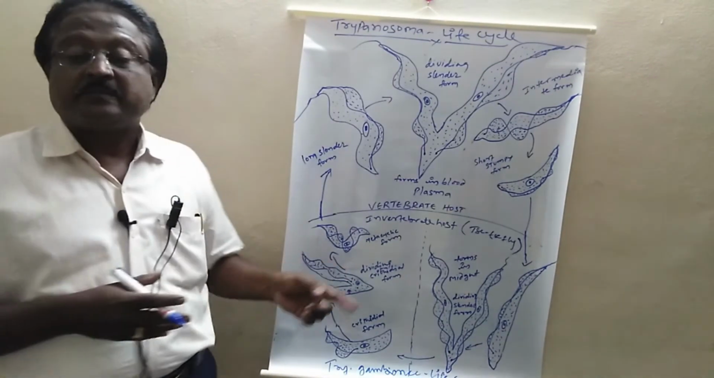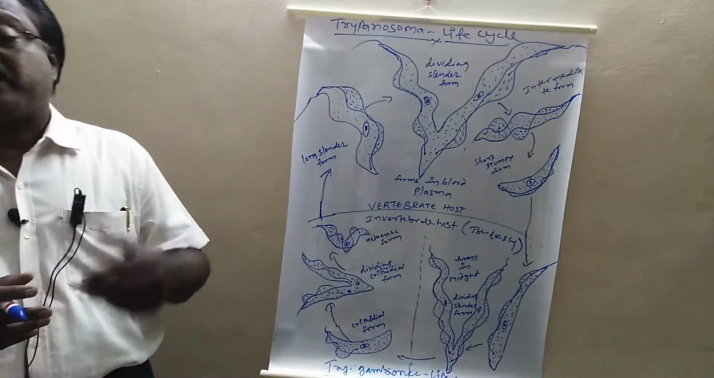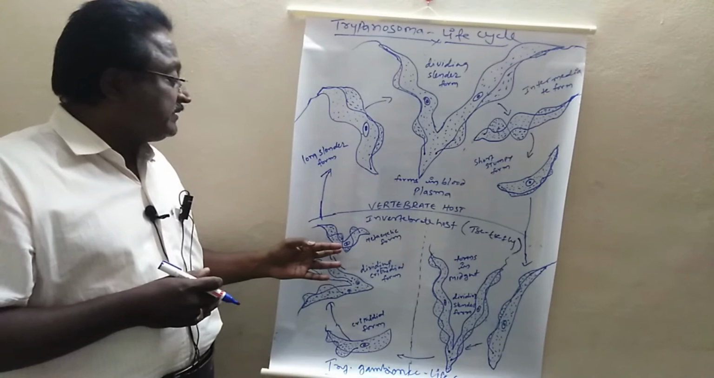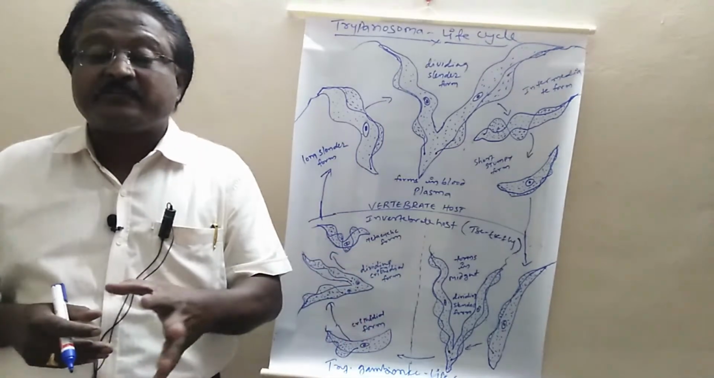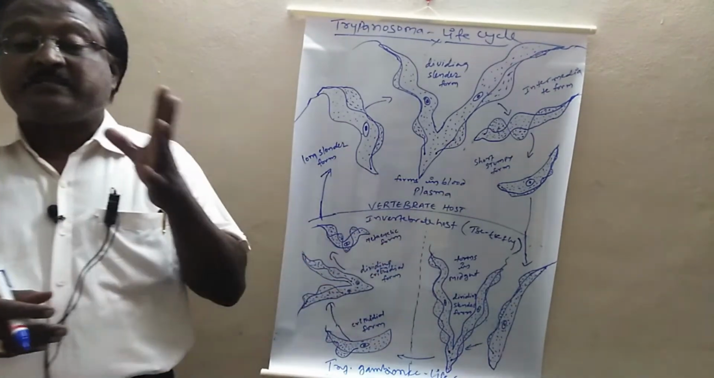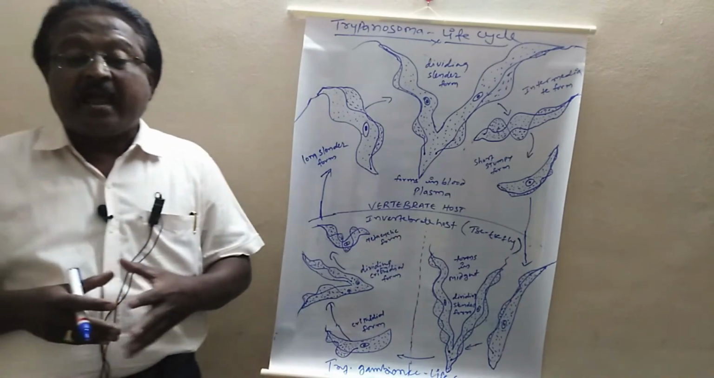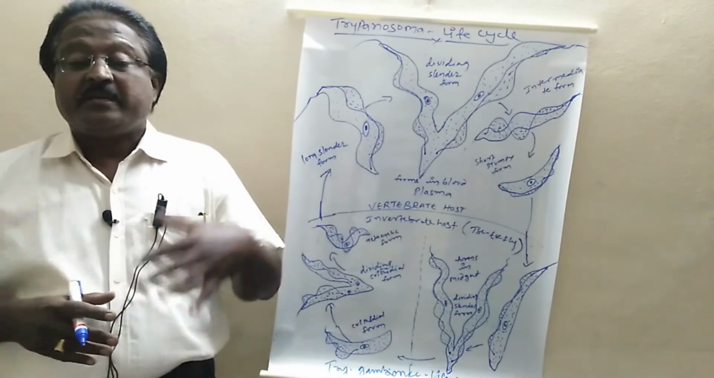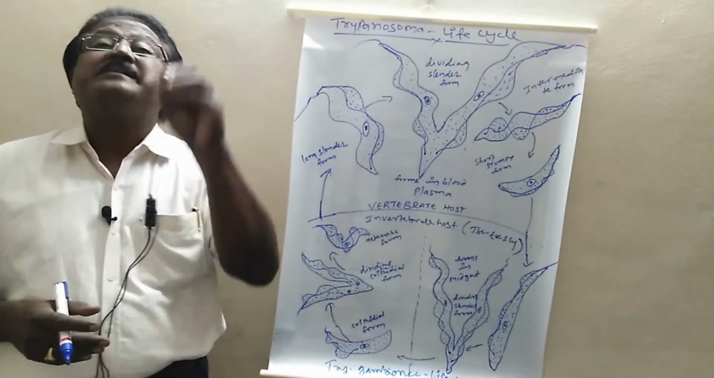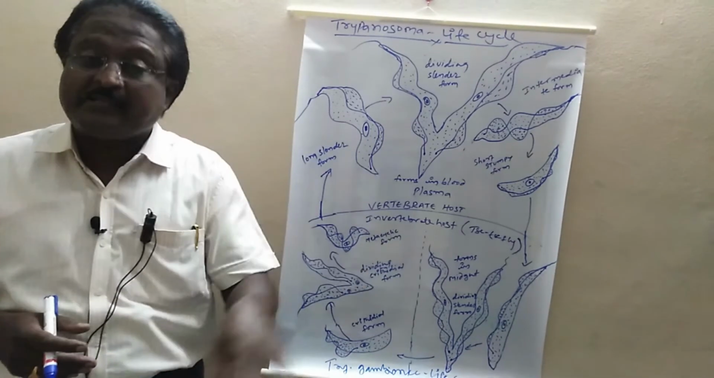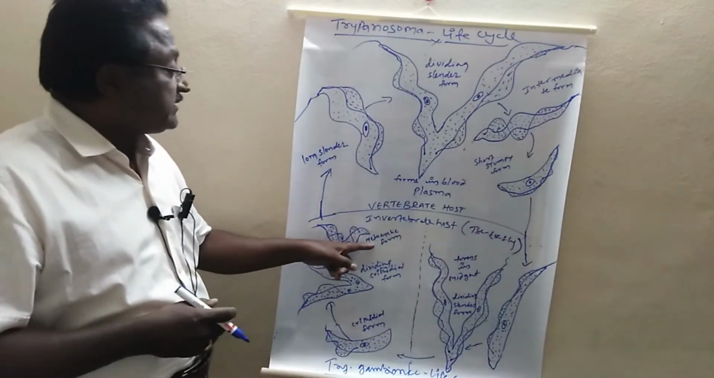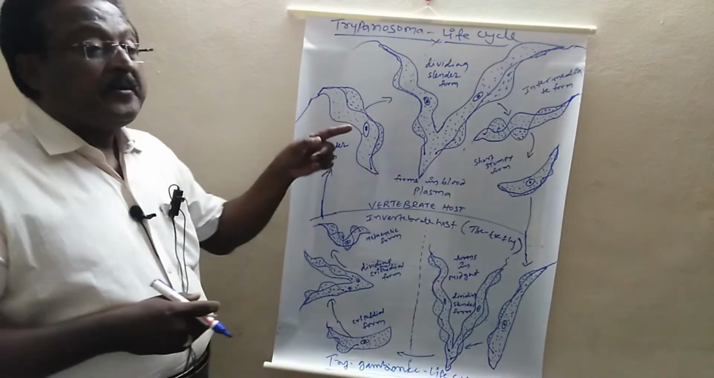Here it is transformed into slender trypanosome forms. It is the infective stage. This metacyclic form is the infective stage, and for further development it has to be introduced into the blood of man. So when the tsetse fly bites a person, the final host, the metacyclic forms enter the person.